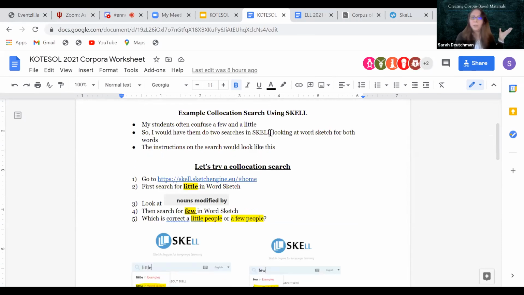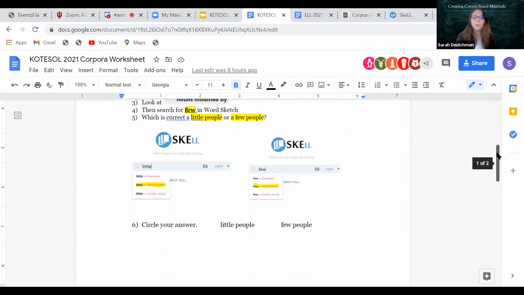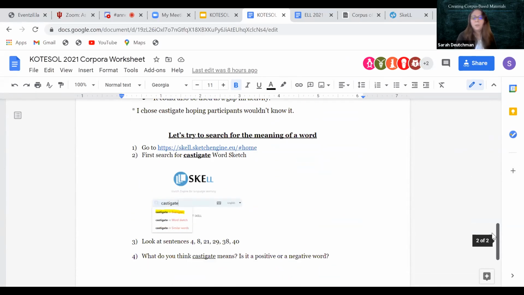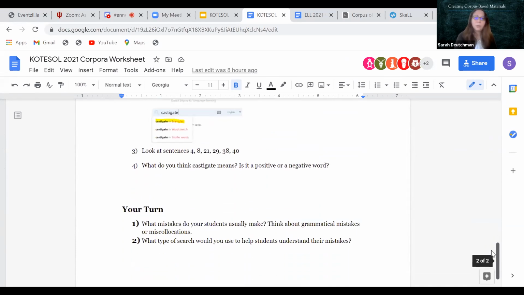There's confusion between "a few" and "a little." So what I had students do is two searches for "a few" and "a little," and then circle the answer. Would it be "little people" or "a few people"? And then here is a search about the meaning of a word. Hopefully you don't know what the word "castigate" is, and I want you to look at the lines. Then I want you to try it yourself, and we'll come back for a debrief.